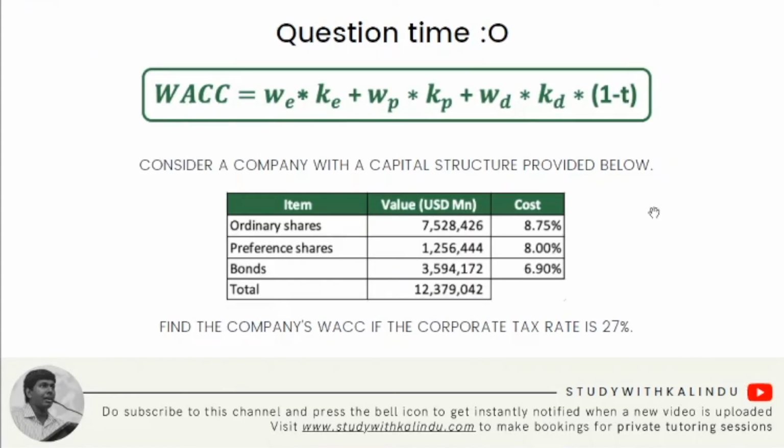Question time. We just covered all the fundamentals behind weighted average cost of capital. Now let's apply them to see how far we have gotten from the start of this video.